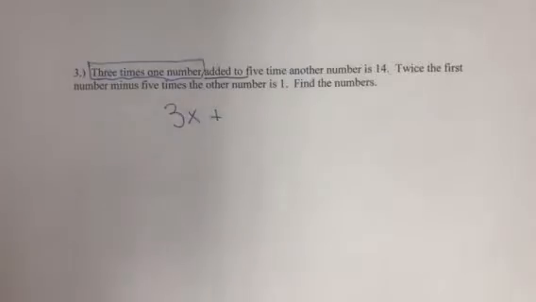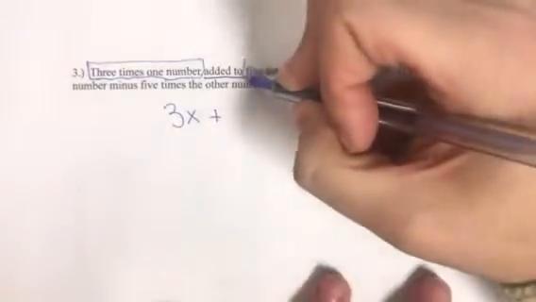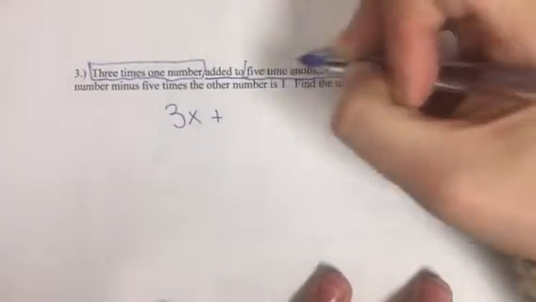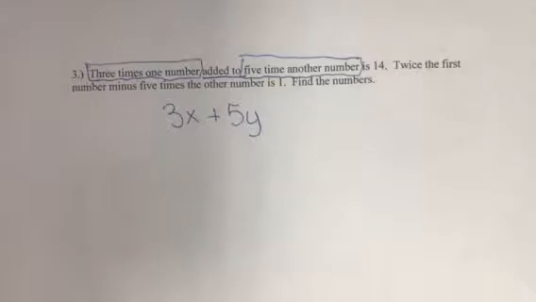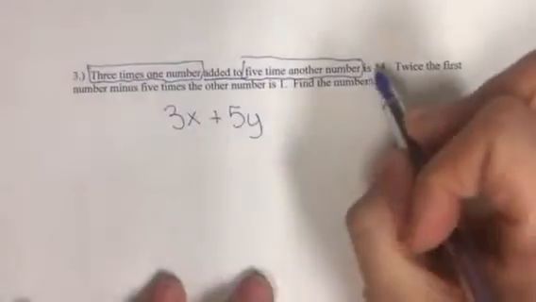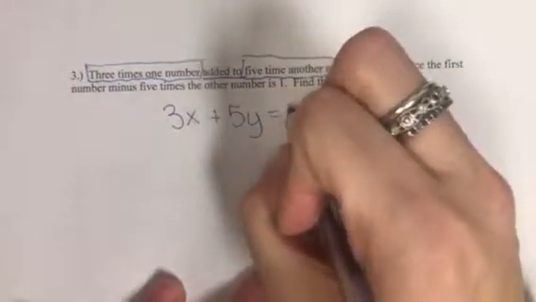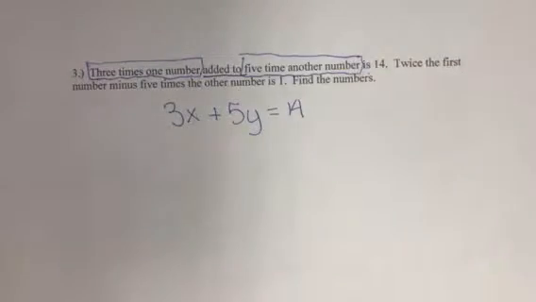Added to, add 5 times another number. Okay, so 5, I'm multiplying times another number, so I need to use a new variable. Is tells me to put equals 14. Okay, the end of a sentence, so that's the end of that equation that I need to write.